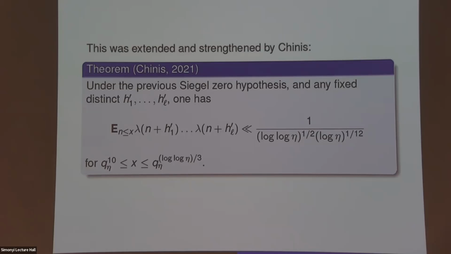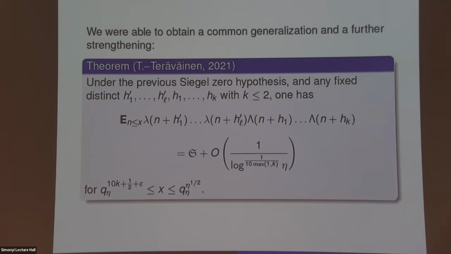Okay, so what Joni and I were able to do shortly afterwards is have a similar statement with the generalized, the combined Hardy-Littlewood Chowla conjecture. So if you have one Siegel zero and any fixed collection of shifts, there's one important caveat. We can handle any number of Liouville function factors, but we can only handle at most two factors of the von Mangoldt function. And this seems to be a serious limitation on the state of the art.